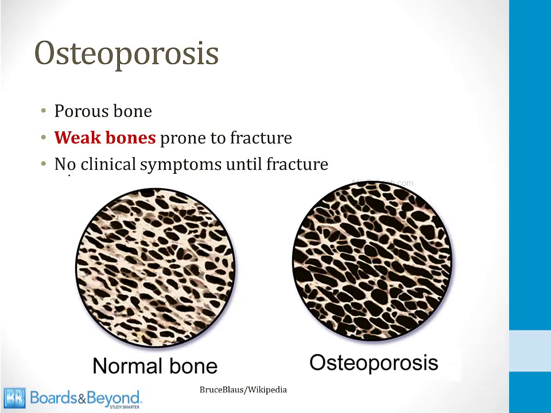Osteoporosis gets its name because in this disorder bone becomes porous, especially the trabecular bone. At the bottom left side of the screen is the normal appearance of trabecular bone, and on the right is the appearance in osteoporosis. You can see that the bone is thinned and the pores between bones are much bigger. When this happens, the bones become weak and they're prone to fractures, and there are no clinical symptoms of osteoporosis until a fracture occurs. The major problem here is that bones are prone to fracture and fractures occur easily.